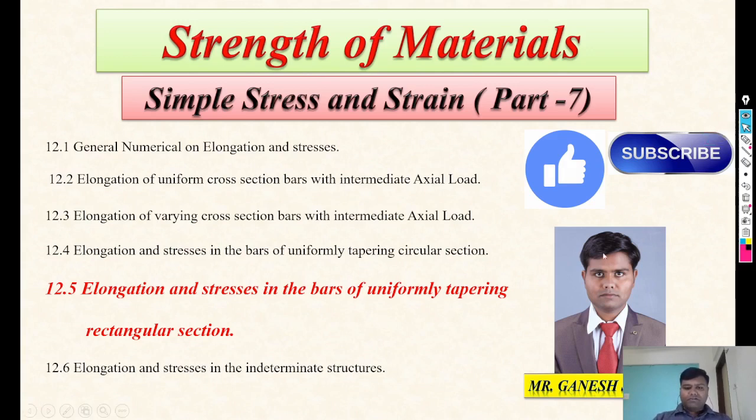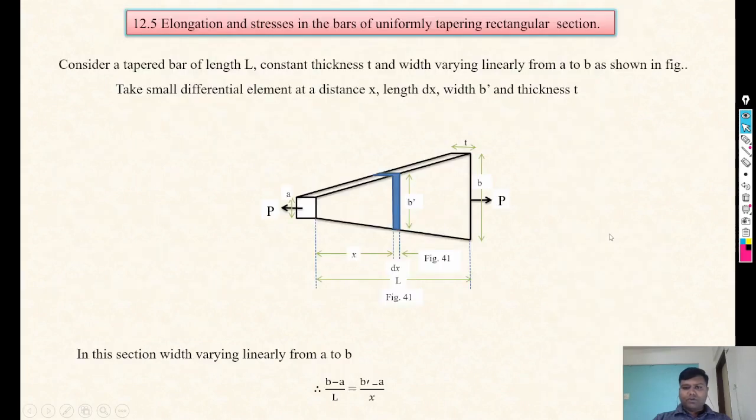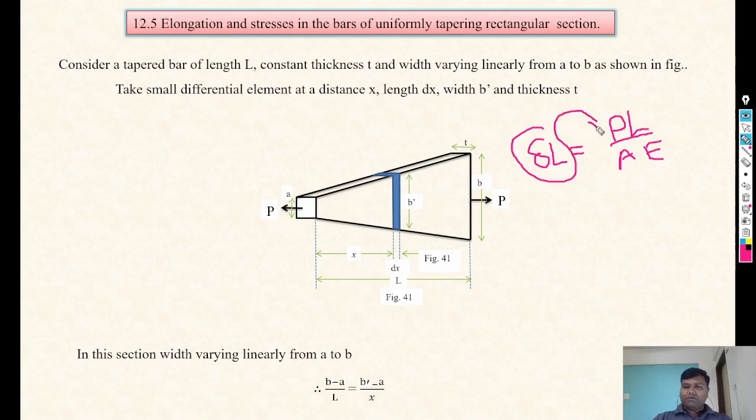So let's start with today's topic. Today we are going to discuss the derivation of the calculation of elongation, meaning change in length, of a tapering rectangular section. Basically our main aim is to calculate the change in length of this rectangular tapering section, and the formula for the change in length is the general formula that we studied in the last few videos, that is PL by AE.